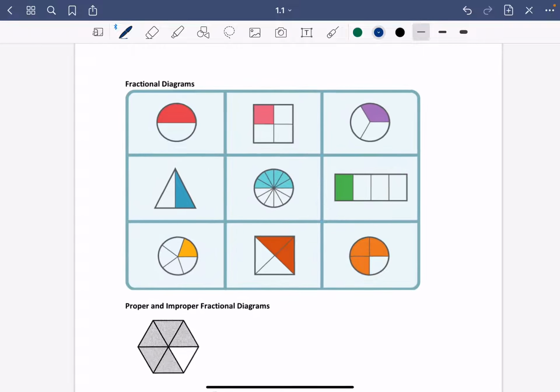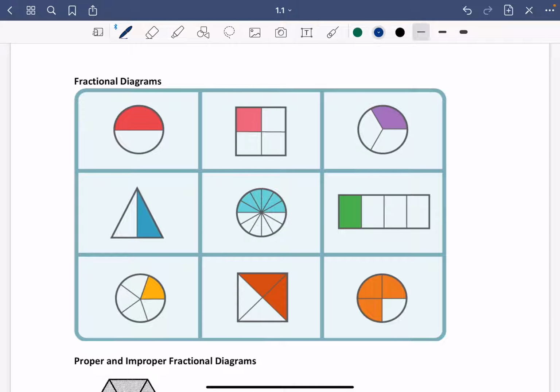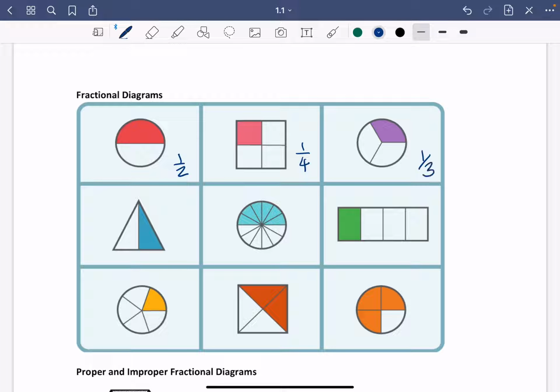Okay, so now let's look at some fraction diagrams. A fractional diagram is a diagram that shows a fraction. For example, the first diagram here, the red part, the shaded part, is half of the whole thing, half of the circle. Okay, the second one, the shaded part here, it's a quarter, 1/4 of the big square. And the next one is a third of the circle, and this one is a half of the triangle.